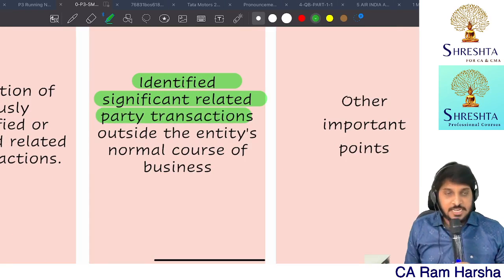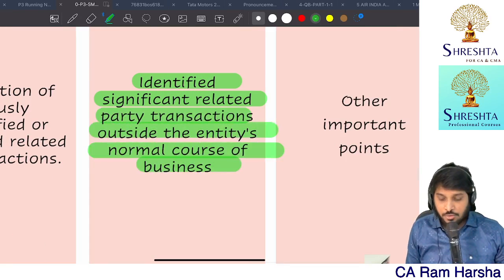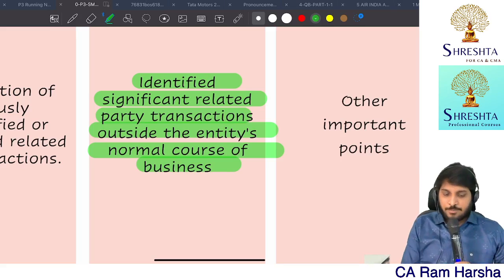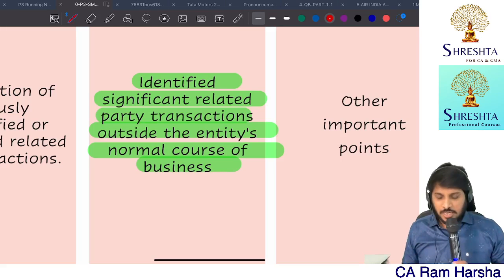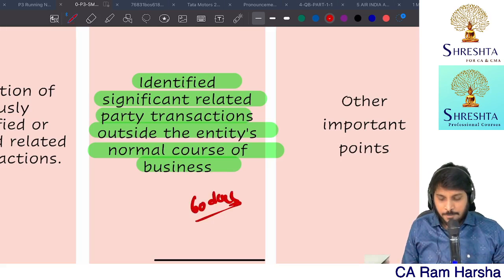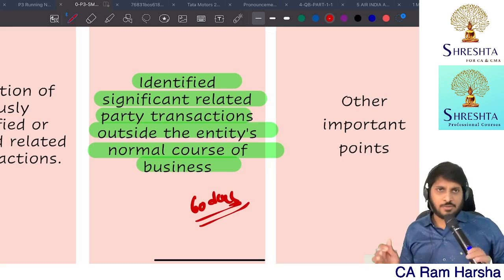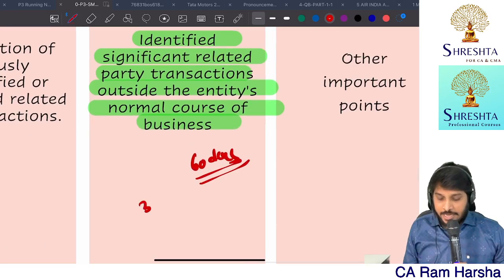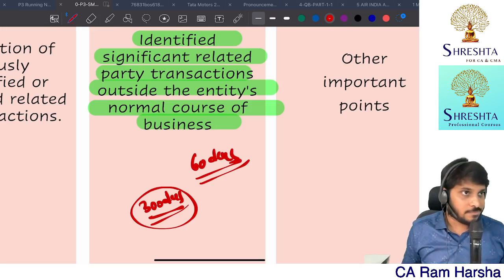For example, if you identify significant related party transactions outside normal course of business. What do you mean by normal course of business? Suppose I sell goods on credit generally for 60 days. That's my normal course of business. That's my general sales terms and conditions. But to one of my related party, I gave 300 days credit period. That's outside normal course of business.